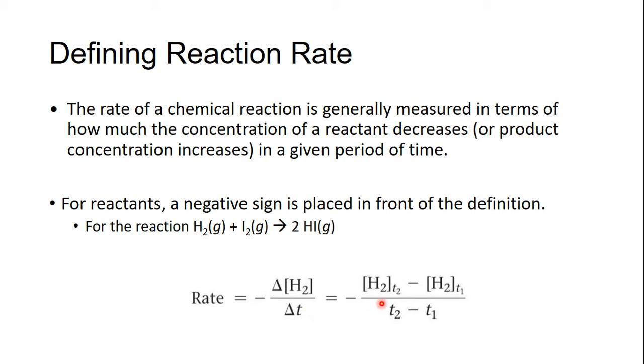To actually calculate this, it's just the concentration of H2 at some time point minus the concentration of H2 at our initial time point, divided by those two time points. So when we're doing delta, it's always final minus initial. And again, if you have a negative number, most likely you just switched T2 and T1 somewhere.